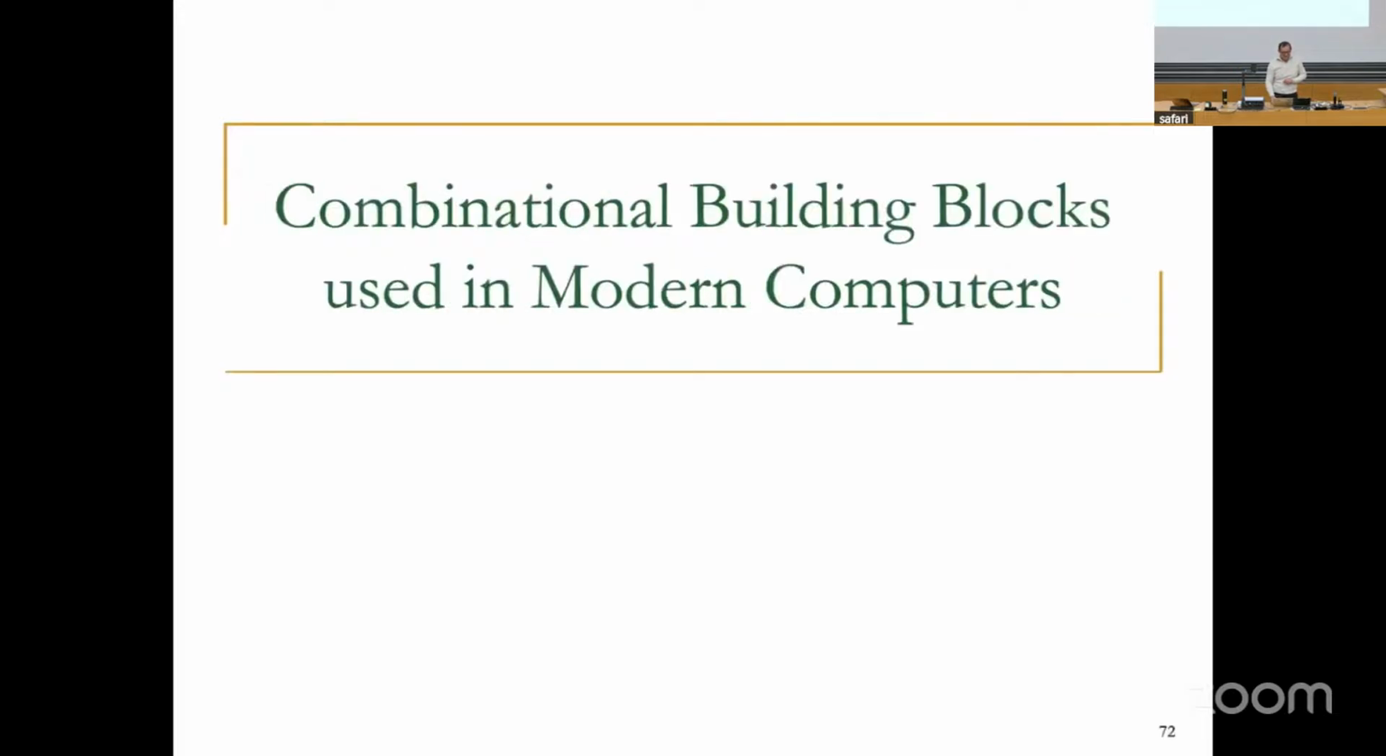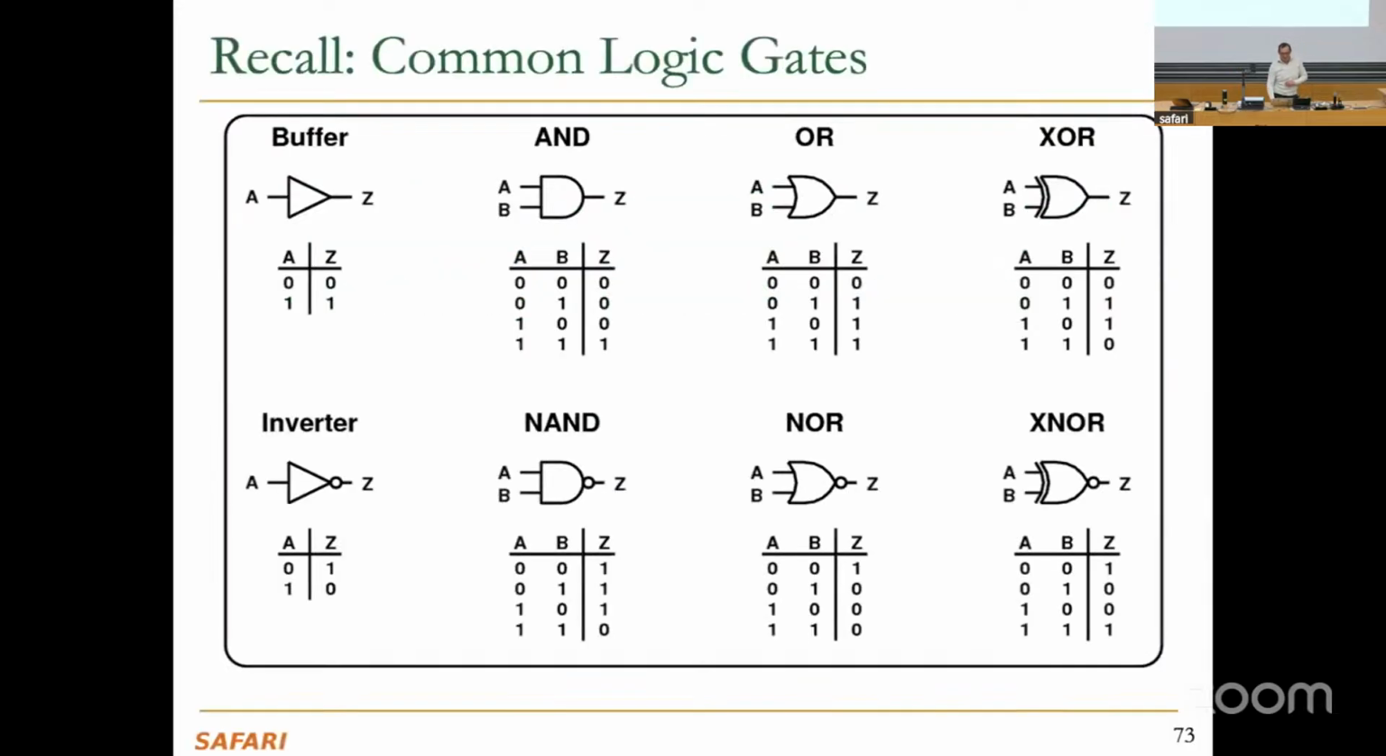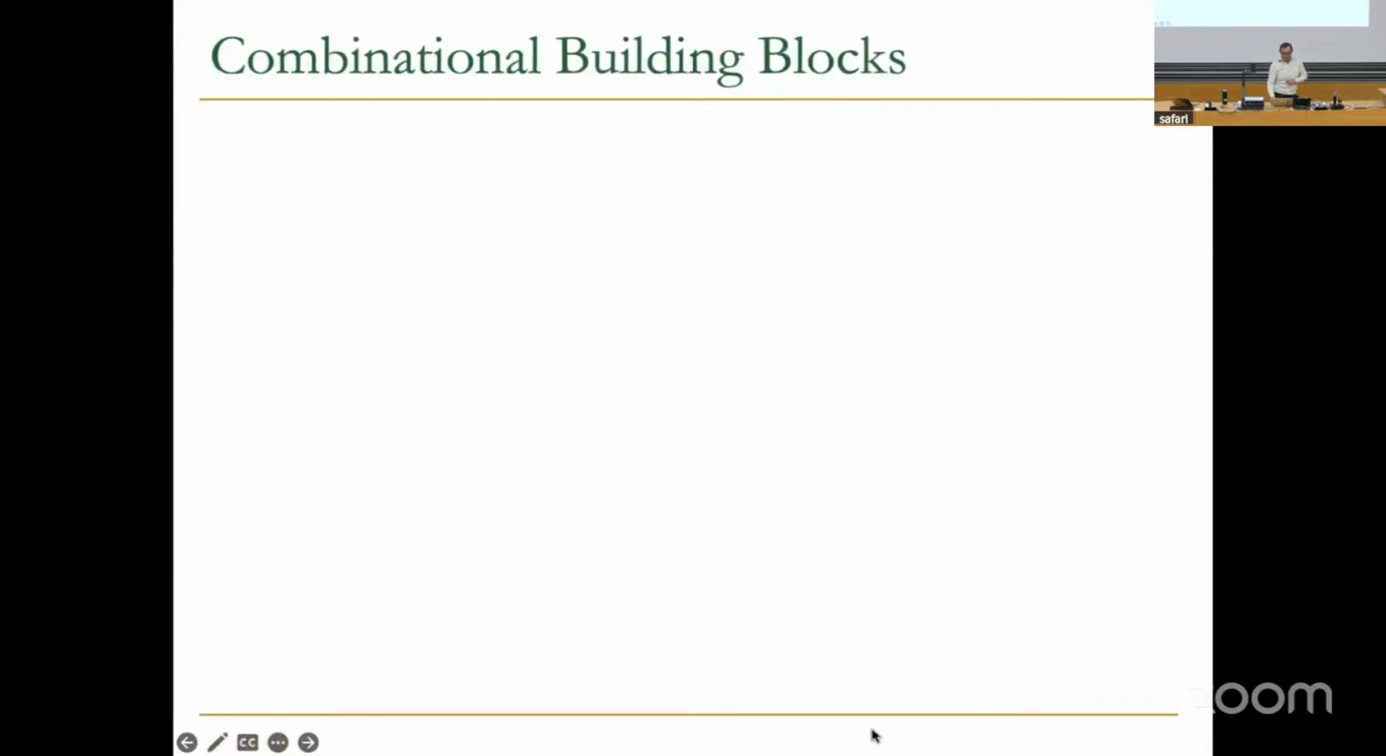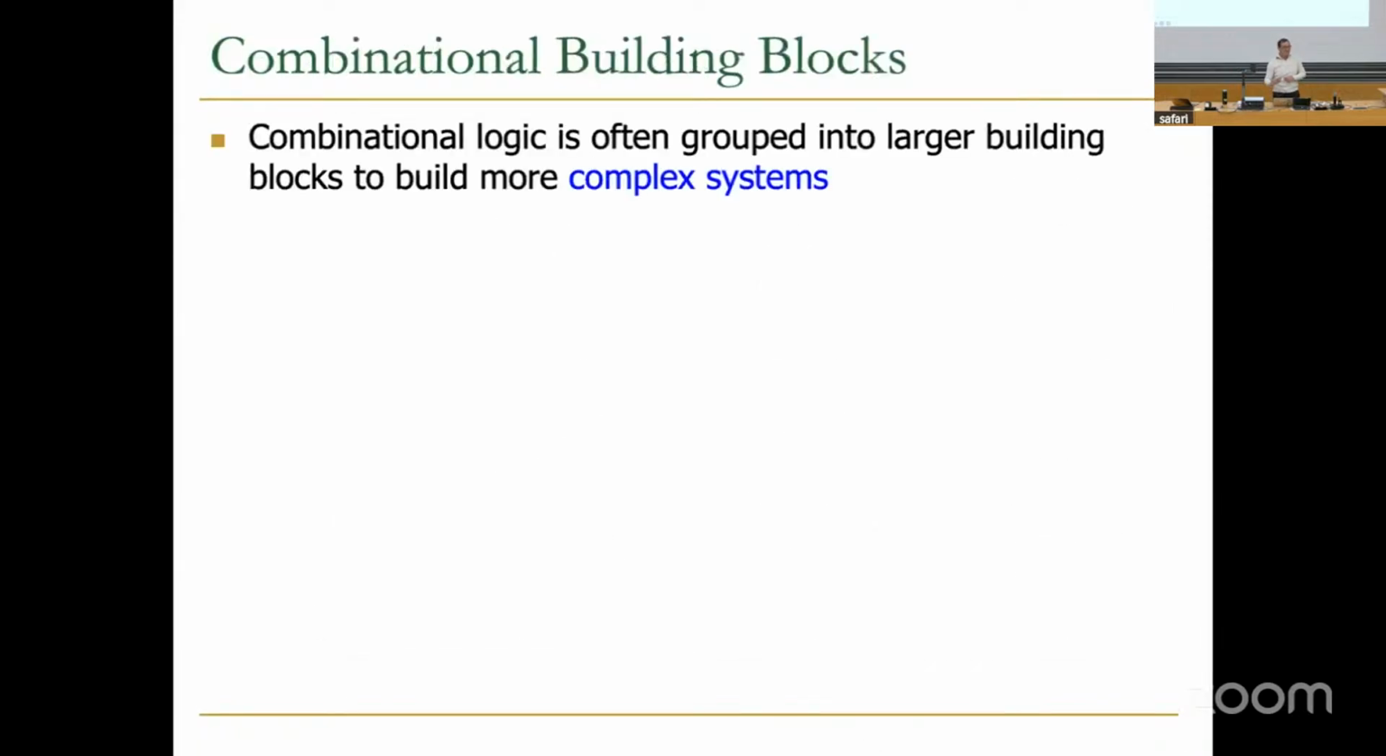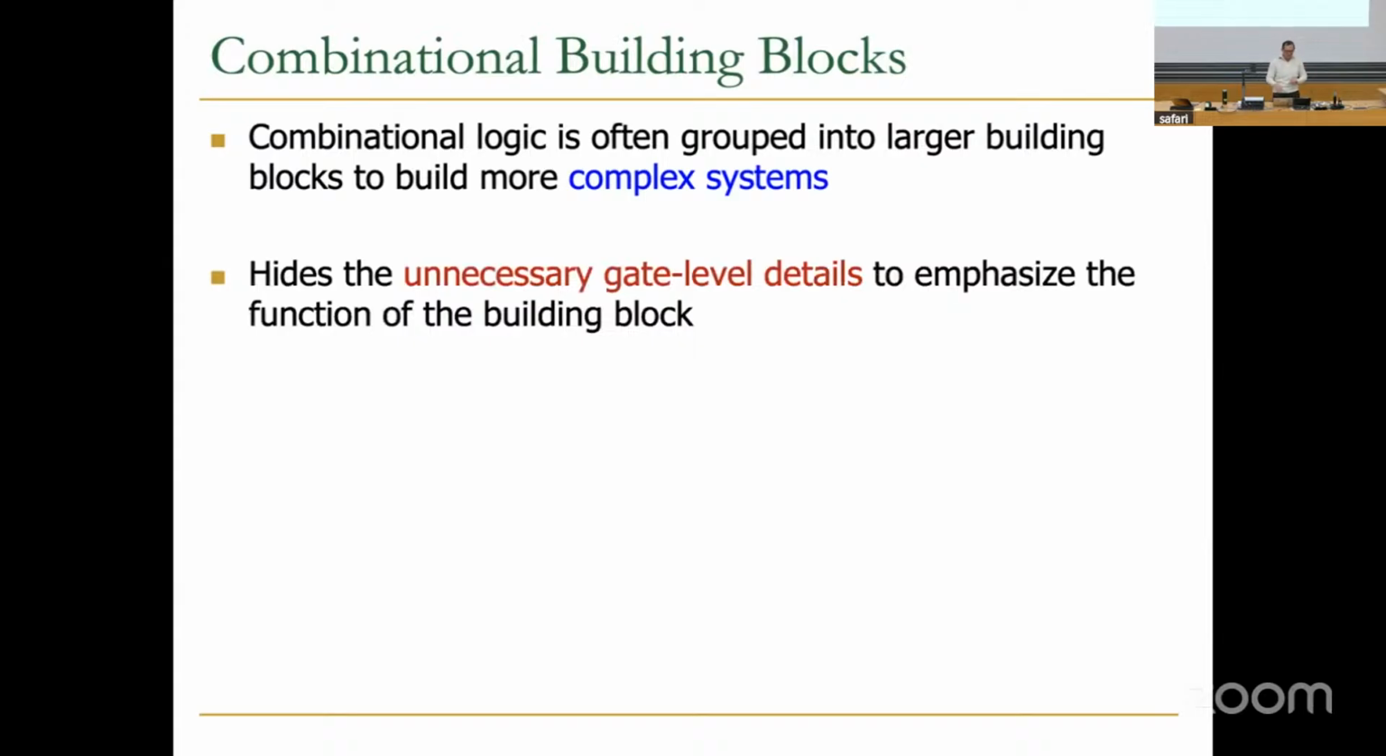All right. Let's cover some combinational blocks. So we build combinational blocks to build computers, essentially. And we've seen already some of the gates. Now we're going to see more. Essentially, combinational logic is grouped into larger building blocks to build complex systems. And then we're going to add sequential logic on top of this also. But let's keep combinational for now.